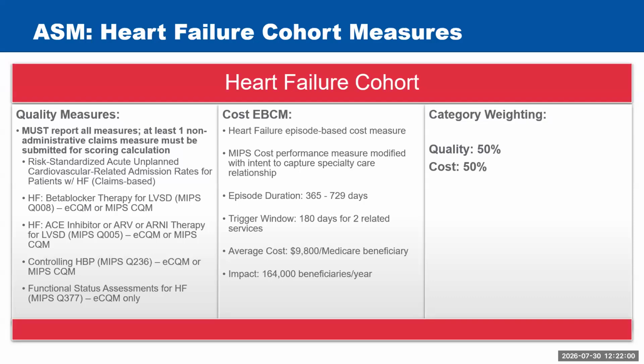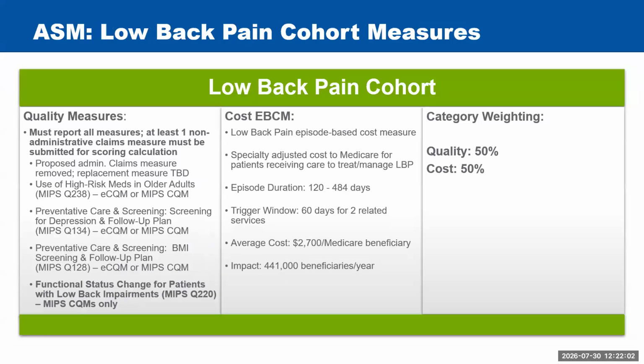The low back pain cohort follows a similar structure, but of course the measures differ. For low back pain, the quality measures are listed here. I do want to note though that the functional status change for patients with low back impairments is likely to be swapped out with another measure. There have been some issues identified with this one, and we're thinking it's going to be the functional status outcome assessments, which is just a little bit more general and broad.